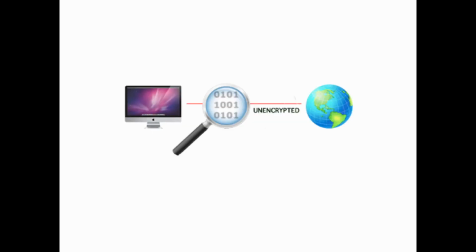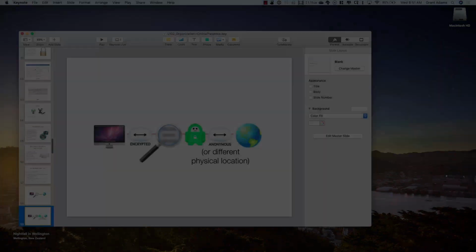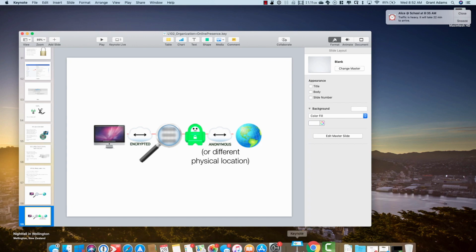You've got your computer. Typically, it's unencrypted out to the internet. And in this scenario, you've got an encrypted connection to the company, and then you could go out from a different physical location. So I think sometimes it's easiest to actually show you a little bit of a demo here on how this stuff works. So bear with me for a second.